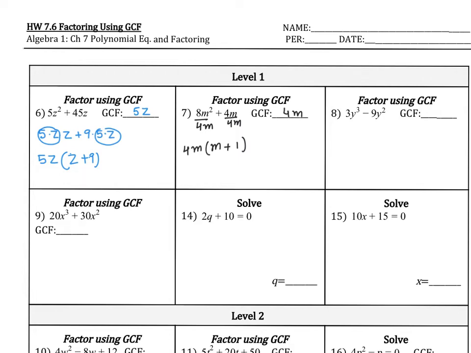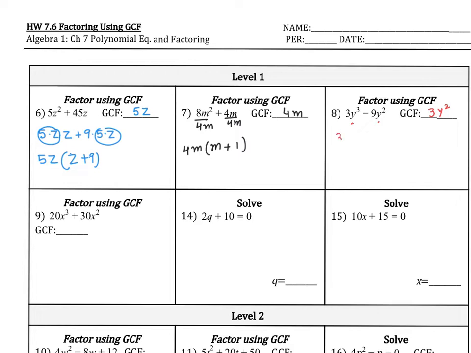Next is number 8. What can divide both the terms? What is the biggest number that divides both of them? So 3, we can see that divides 3, and 9 is also divisible by 3. So 3 is one of the numbers. What about the GCF for the variable? So it's going to be 3y squared.